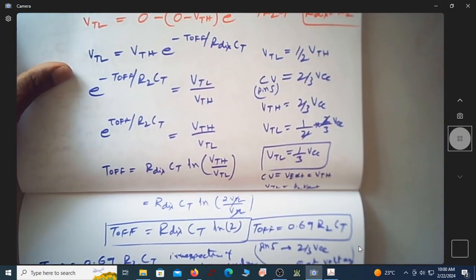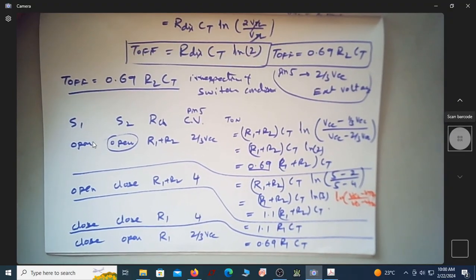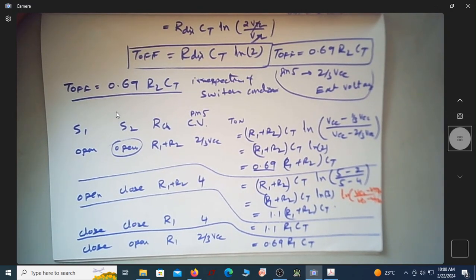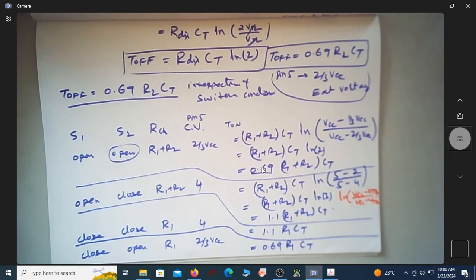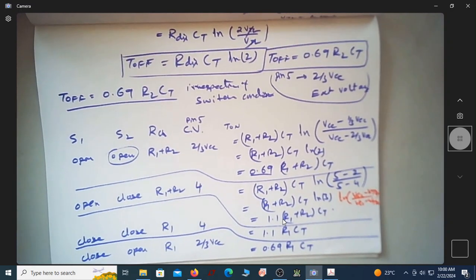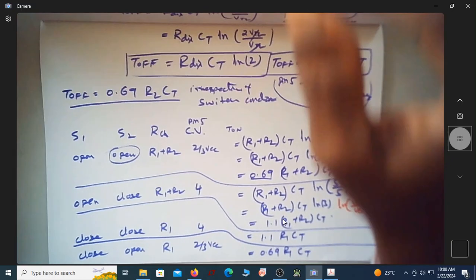So now let us go back and see. That's what we are writing, the expression for all of them. So these are the expressions for on and off time. Off time is 0.69 R2 CT, the expression is the same whatever the condition of the switch, but the on time expression varies across these 4 equations depending on the switch condition, whether you have an external voltage or the default 2/3 VCC, whether you have only one resistor in the charging path or 2 resistors, or whether you are bypassing one of the resistors.